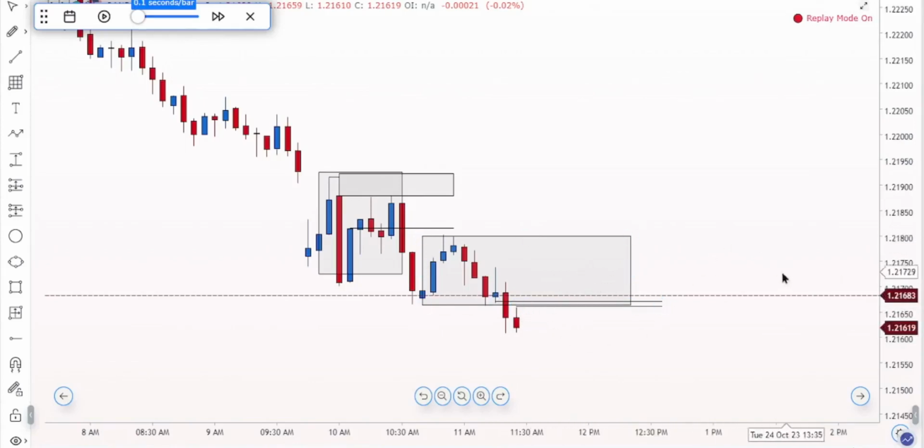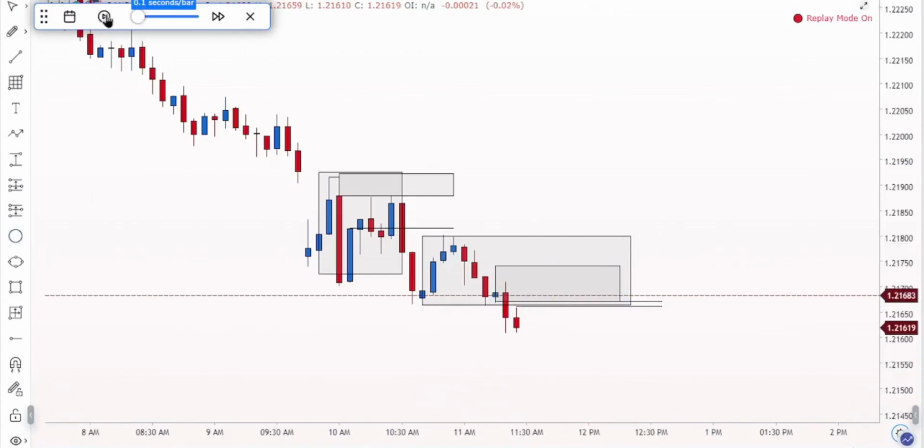Why is that a high probability fair value gap? There is an OB above it. Look at this OB. This candle's wick took out the high of this previous candle, so this becomes your high probability OB, as you can see. Okay, that's your OB. So there is a fair value gap, there is an OB.